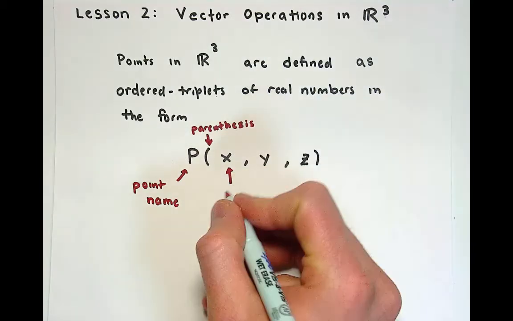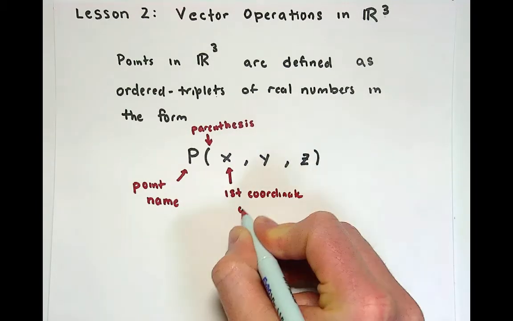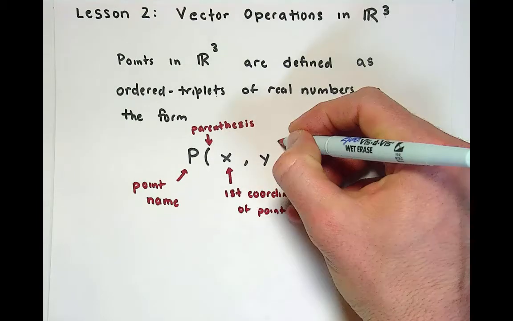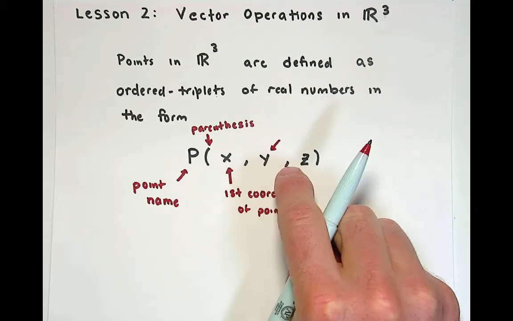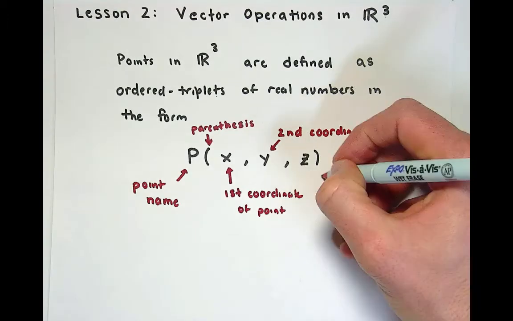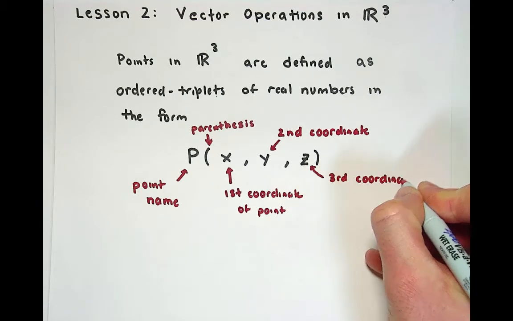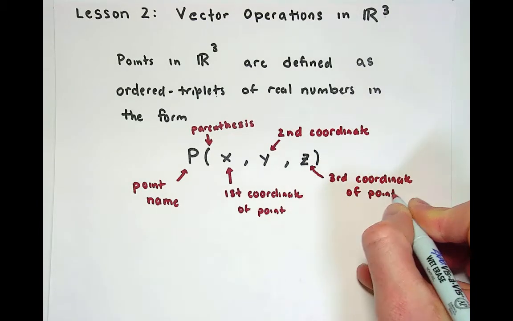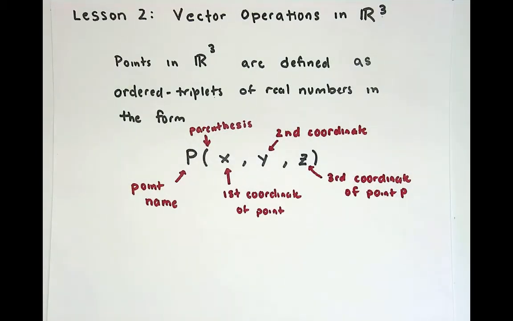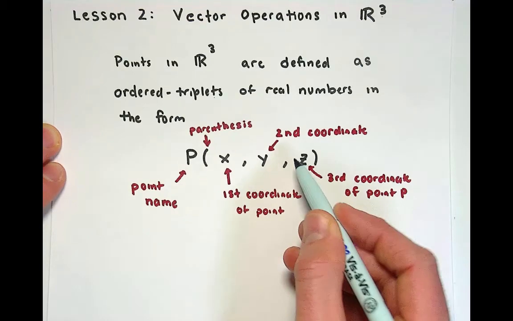This is an ordered triplet, meaning we say this is the first coordinate of point P. In the second space delimited by a comma, we call this the second coordinate of point P. And then, of course, in the third space, we call this the third coordinate of point P. Again, we can graph points on the axes by intersecting a first, second, and third coordinate axes at the origin.